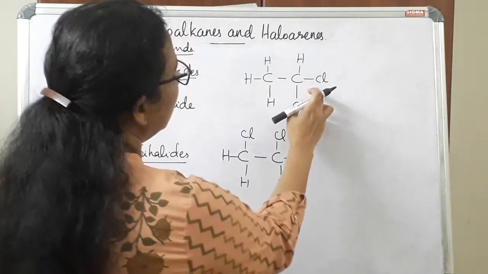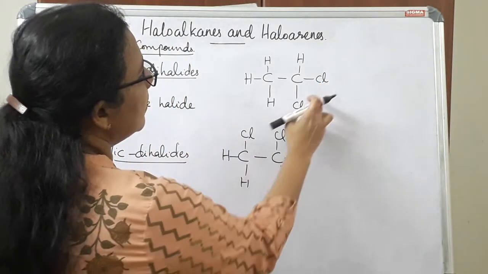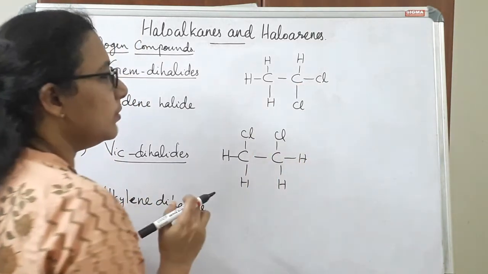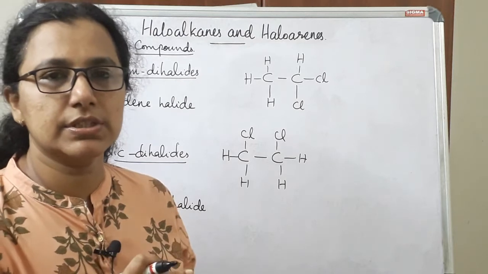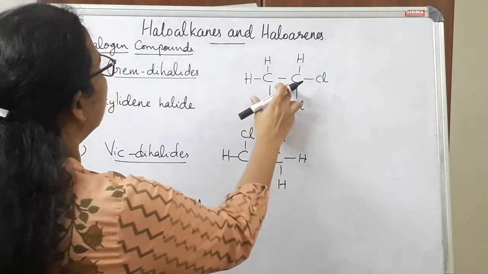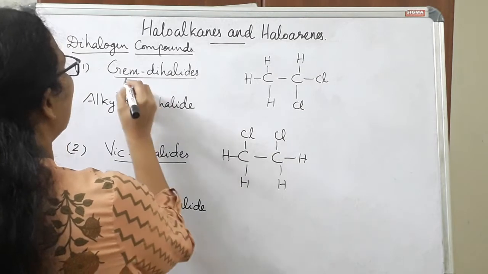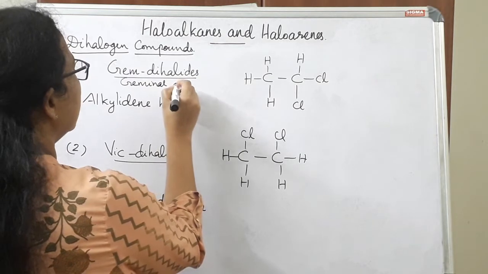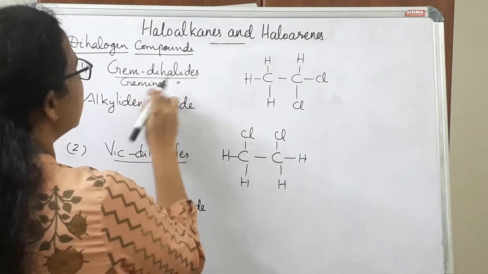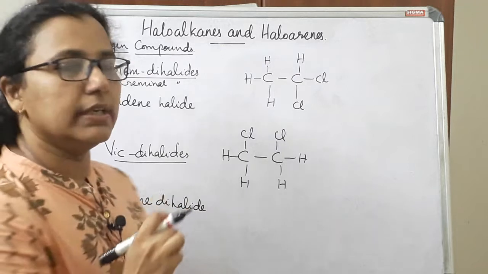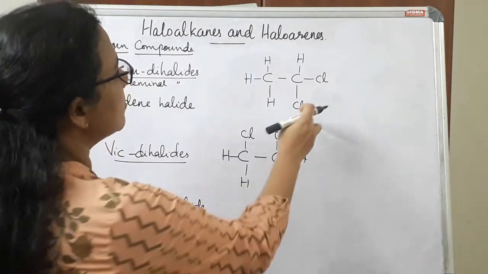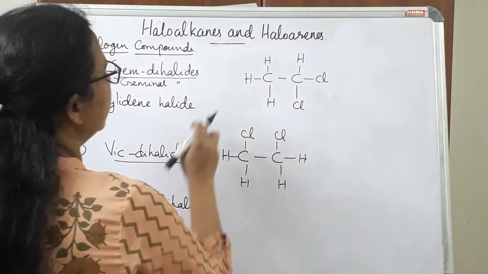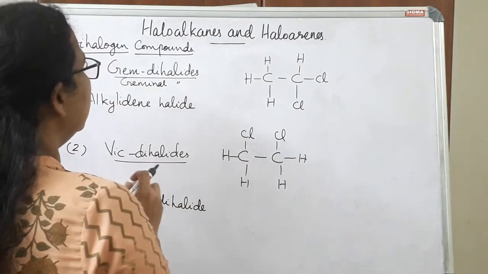They are dihalo compounds, that means two halogen atoms are there, but these two halogen atoms are connected to the same carbon atom. We can call it gem dihalides or geminal dihalides. In short, we say gem dihalides, but actually it is geminal dihalides. So they are dihalogen compounds, but these two halogen atoms are attached to the same carbon atom, so we can say that they are gem dihalides.